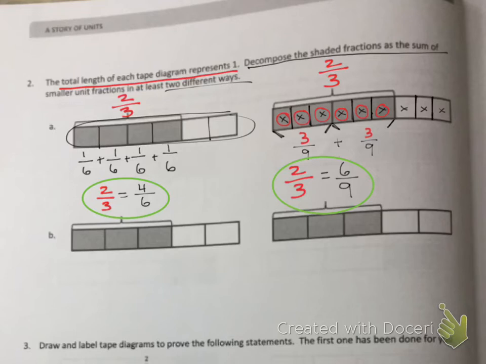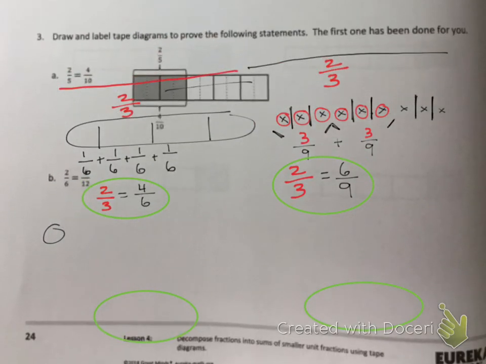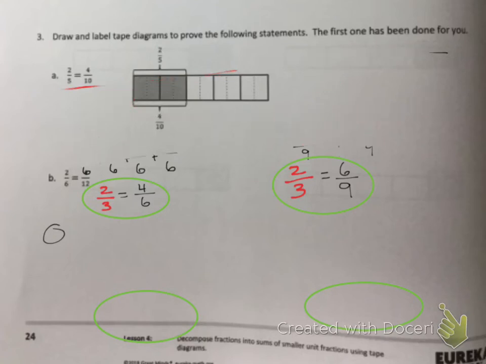So now what I would like for you to do is the same thing to B. Decompose the fraction, and make sure that we are decomposing them into smaller unit fractions, and tell me the equivalent fraction below. So what's the equivalent fraction here? All right. And then on the bottom, pause the video so that you can do that. And on the bottom, we are going to be drawing and labeling tape diagrams to prove the following statement, and if it is indeed true.